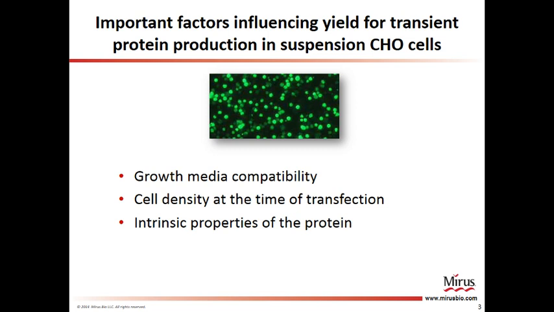So today I'm going to focus on 3 important factors for influencing yield during transient transfection of suspension CHO cells. That includes growth media compatibility, cell density at the time of transfection, and lastly, the intrinsic properties of your protein.